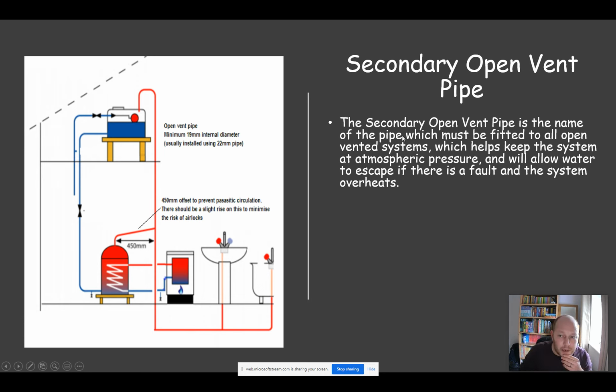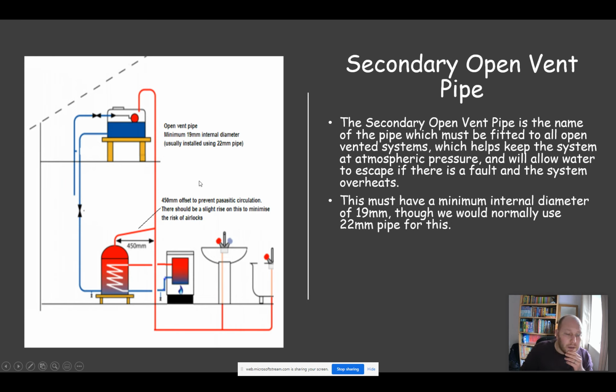Its purpose is to keep the system at atmospheric pressure, and it will also allow the water to escape if there was a fault and the water can't expand through the cold feed, for example, if this valve here has been shut off. Okay, the regs say it must have a minimum internal diameter of 19 mil. Okay, we would normally use 22 mil pipe.